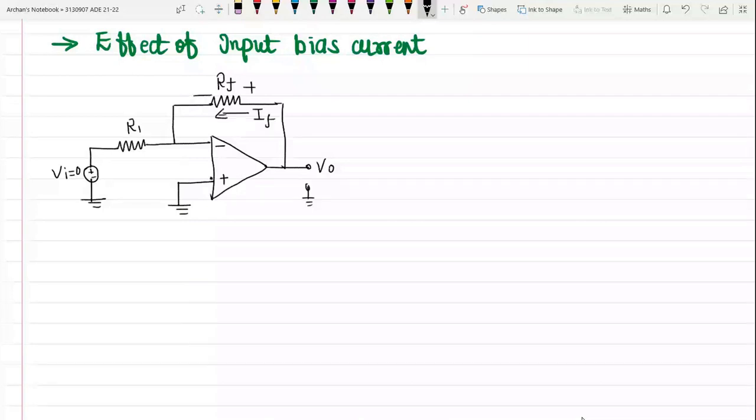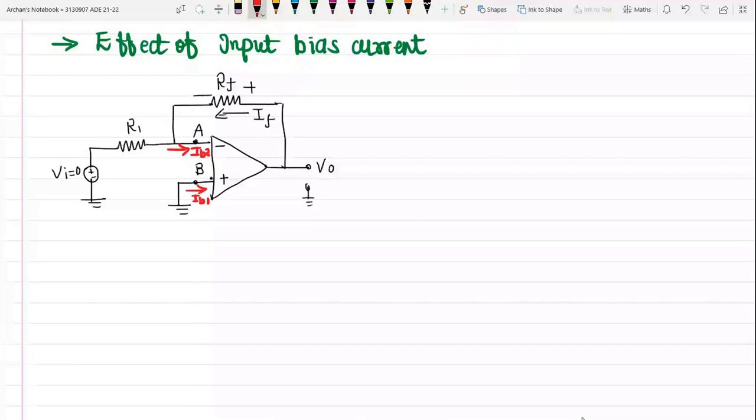Let us say this is my terminal A and this one is terminal B. There will be a flow of current IB1 over here and a flow of current IB2 over here. So this is the operational amplifier in a closed loop configuration, right? Now consider when input voltage Vi is equal to 0. So what will happen? The output voltage V0 also must be equal to 0, but this is the ideal condition.